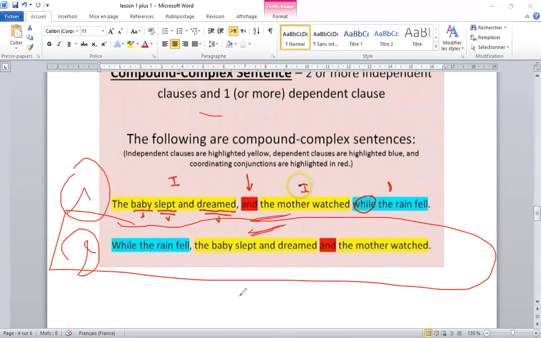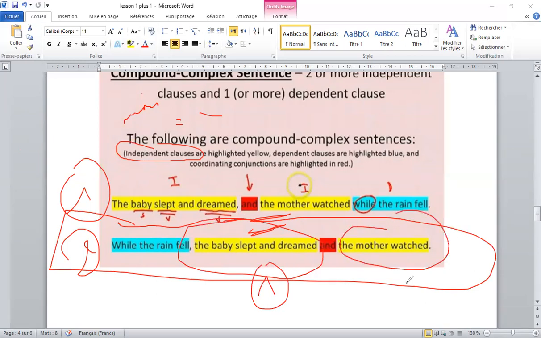Main clause number 1? Yes, main clause or independent clause, we say the same. Main, independent, it means main clause. It means one meaning, it gives a meaning on its own. The baby slept and dreamed, number 1, main clause or independent clause, it gives one meaning.